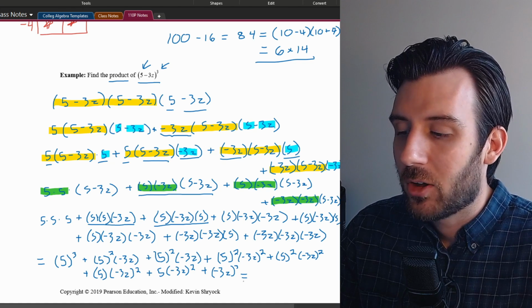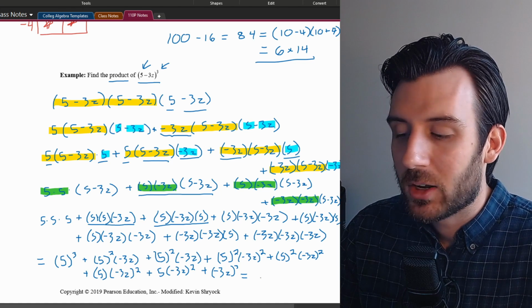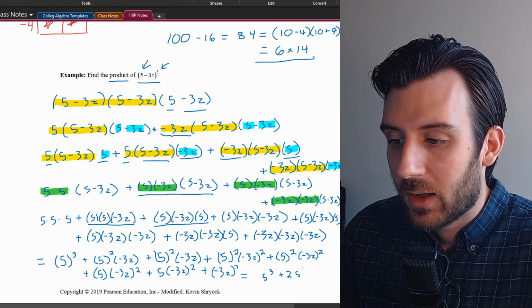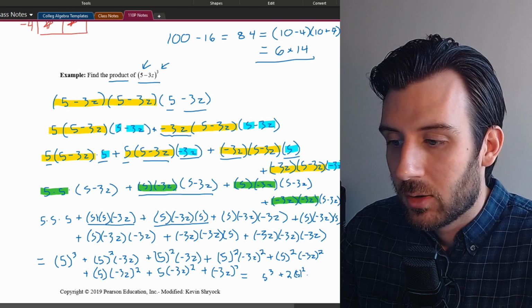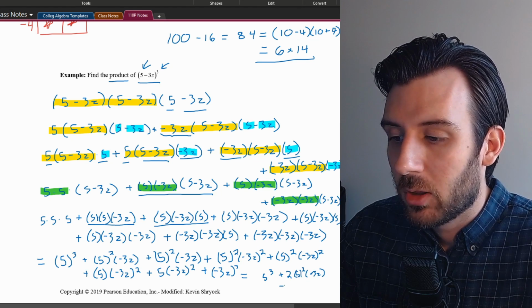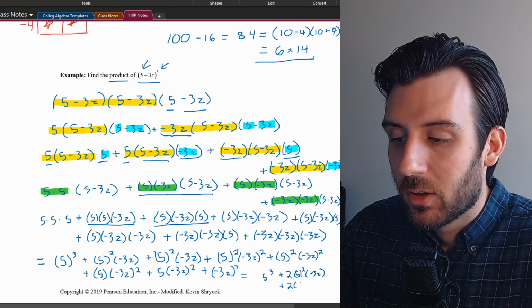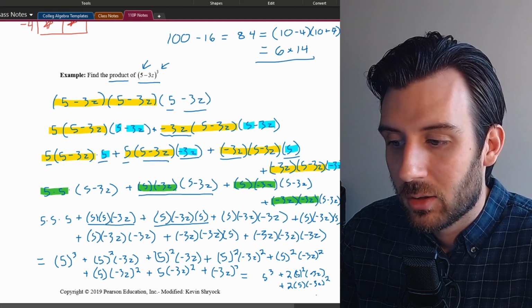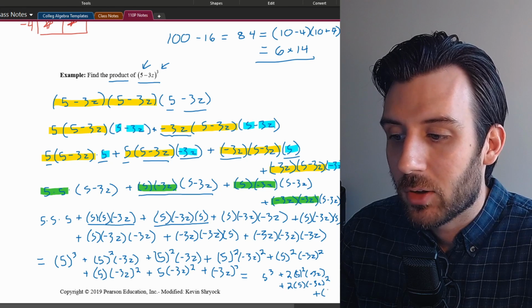If I was going to reorganize all of this, rewrite it all, I could write it quite simply as saying I have 5 cubed plus 2 of these 5 squareds times negative 3z plus 2 of these 5s times negative 3z squared. And then at the very end, I have a negative 3z cubed.